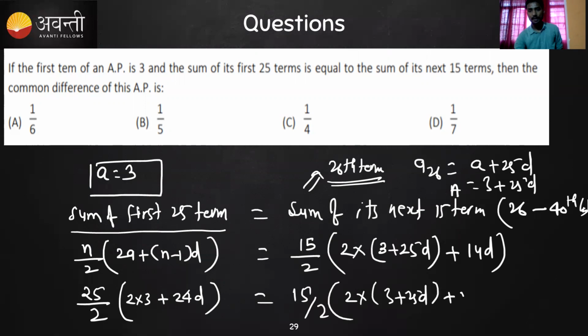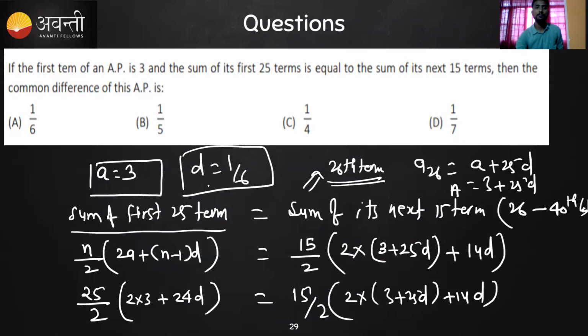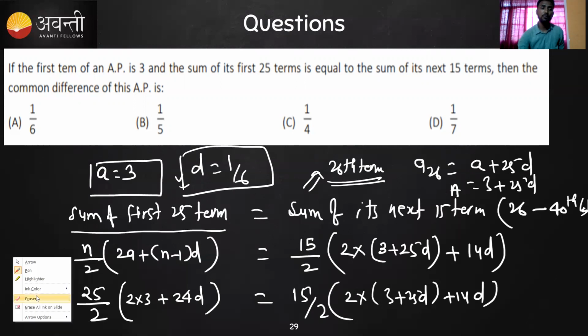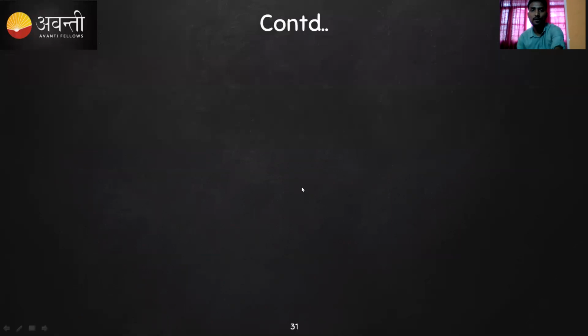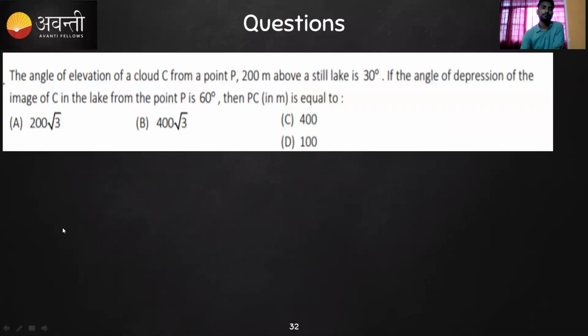Okay guys, and then you will get the d value as 1 by 6. So I think I have given you the idea of how to find it. Just try to do it at home, you will find the value. The option will be a, that will be 1 by 6. Okay, so I hope it is clear to everyone. So I am just moving into the next question guys.